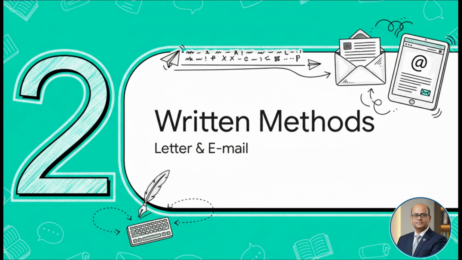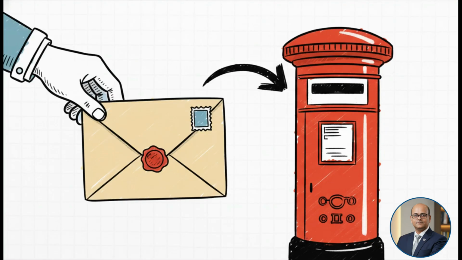Okay, now we all know what communication is, so let's look at the different ways we can communicate. We will start with the written methods, that is, when we write our message down. We will discuss two very common types, letters and emails. First, we have the letter. All of you have seen a letter, correct? It is a formal, written message that we send through the post office.